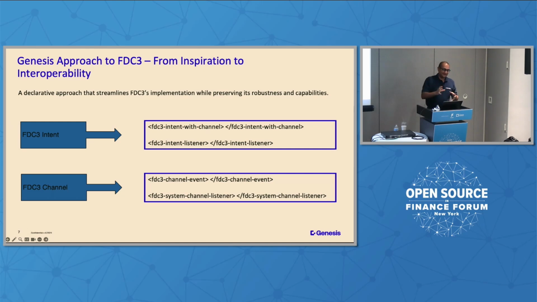So for the intent, as in any communication, there is a receiver side and there is an initiator side. The same thing we are doing with the FDC3 building blocks. So we have built the intent with the channel so that you can initiate the intent message, and you have the intent listener so that you can listen to that message. For the channel communication, we have the channel event and the system channel listener. And they are all web components, they are portable, they are easy to understand, and they are easy to use as well. All right.